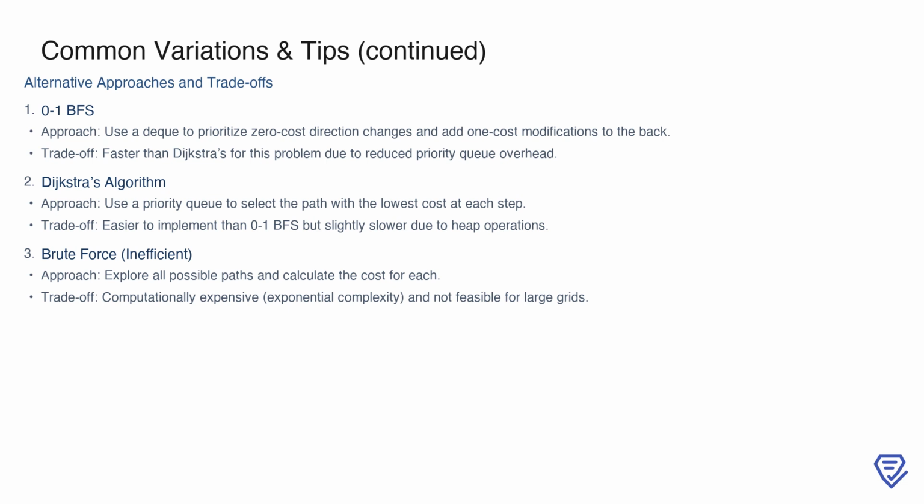Another option is Dijkstra's algorithm, which uses a priority queue to always select the path with the lowest cost at each step. While it's slightly slower than 0-1 BFS due to heap operations, it is easier to implement and widely applicable to other shortest path problems. Lastly, there's the brute force approach, where you explore all possible paths and calculate the cost for each. However, this method is computationally expensive, with exponential complexity, and is not suitable for larger grids. Understanding these approaches and their trade-offs is key to choosing the best solution based on the problem constraints.